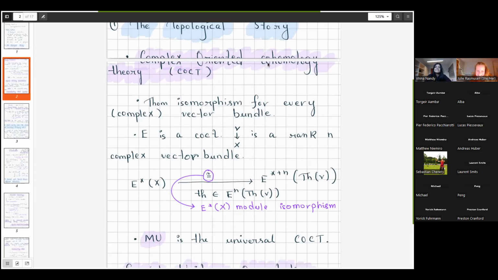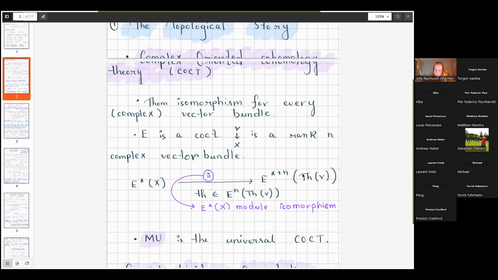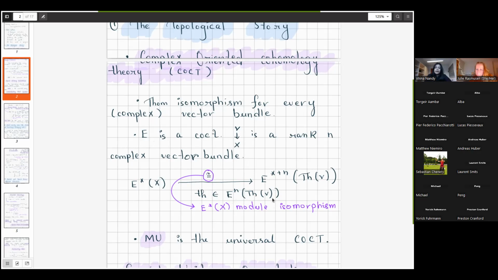Okay, it's not good, but let's start with what happened in topology. So we know that in topology, complex-oriented cohomology theories have a very central role. One way of talking about this is, these are the theories which have Thom isomorphism for every complex vector bundle. So you start with some theory, we call it complex oriented if for every rank n complex vector bundle, you can choose a Thom element in this particular group such that it gives you this Thom isomorphism. And such a choice of element is called a particular complex orientation.